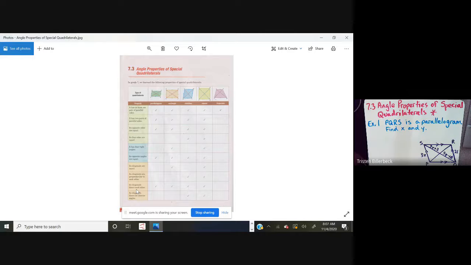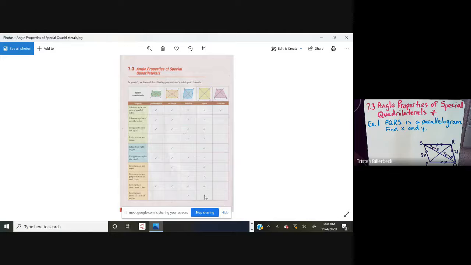Its diagonals bisect each other. That's just a quality of a parallelogram. And its diagonals bisect its interior angles. That's really special with a rhombus and a square.